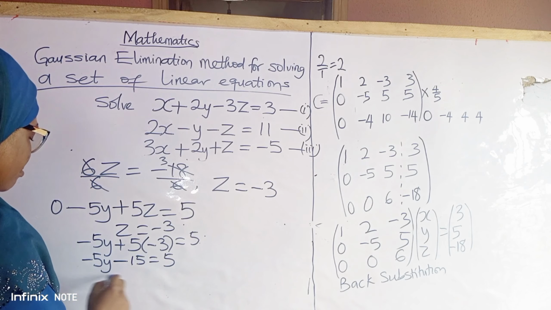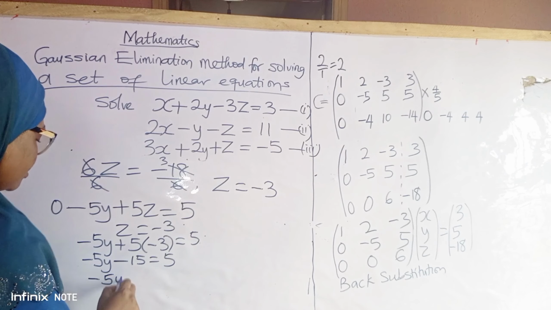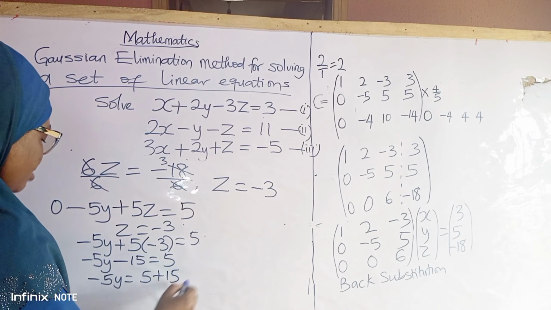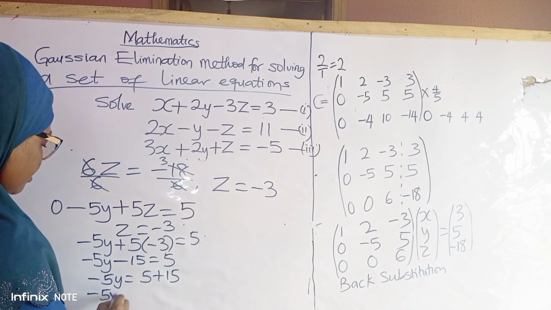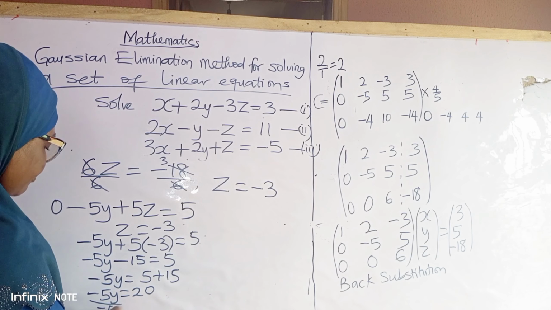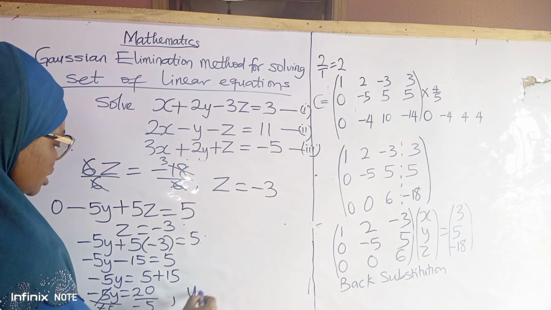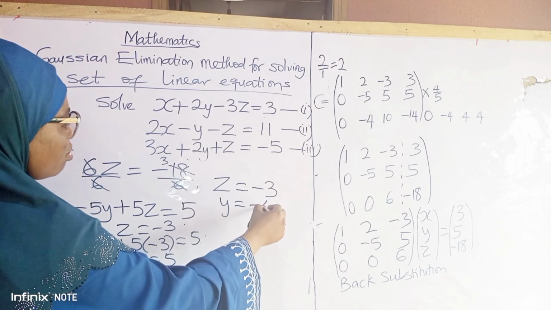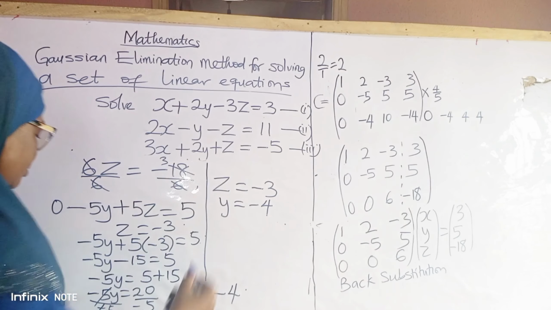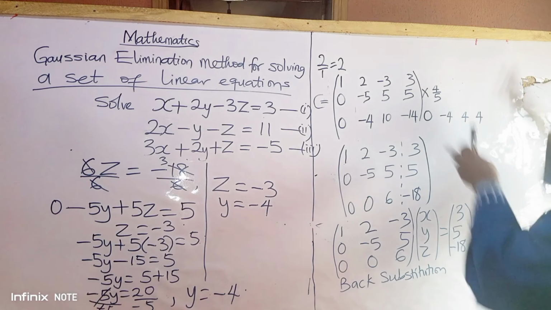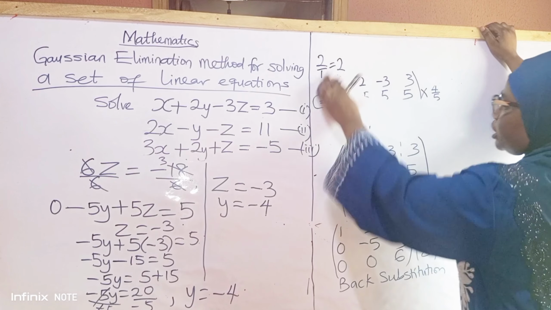So from here I have minus 5y is equal to 5 plus what? 15. So minus 5y is equal to 20. If I divide both sides by minus 5, that means my y is equal to minus 4. So y is equal to minus 4. The next thing I am going to do now is to go to the first row.